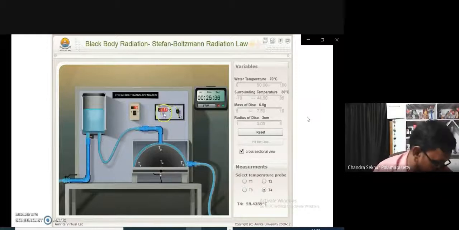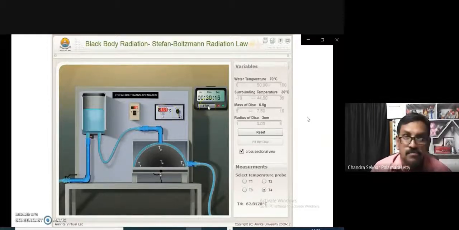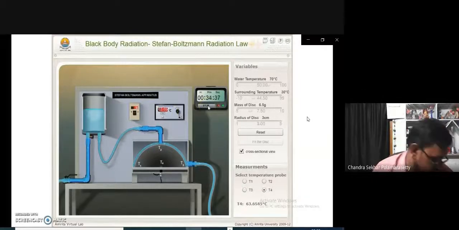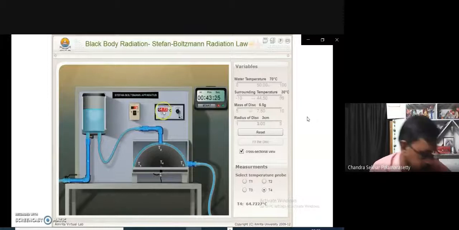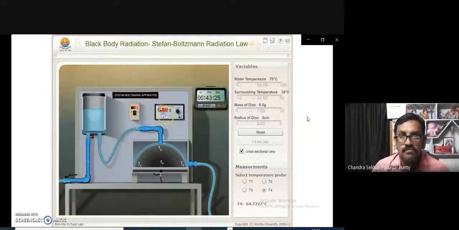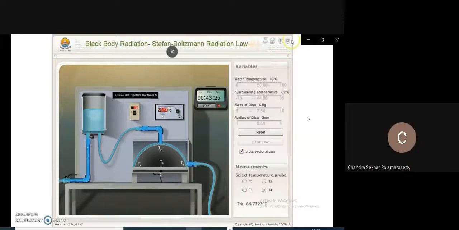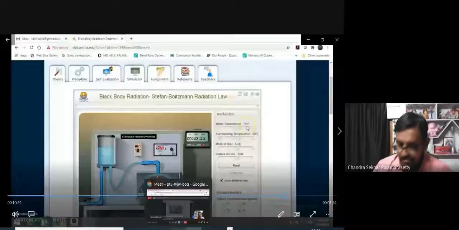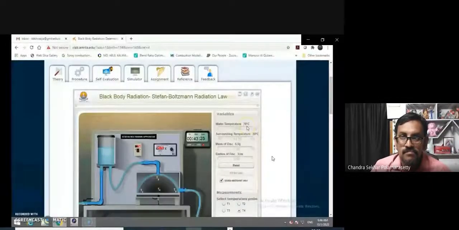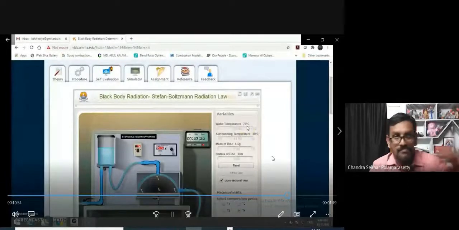So now our hemispherical cell has reached the steady state condition with the water, and all these three temperatures show the same value, that is 70. So now I'm going to pick the disk and I have to measure temperature T4. Currently the black disk is in thermal equilibrium with the surrounding, that's why it shows 30 degrees centigrade, because the surrounding temperature is 30. So now we need to start the stopwatch as well as feed the disk.